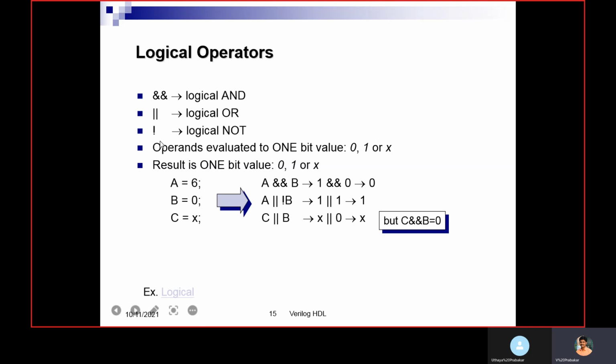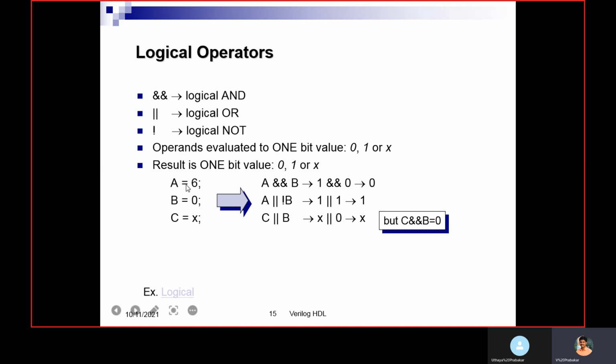So if you mention a multi-bit value, like 6, this will be considered as a single logic value. A nonzero value will be considered as logic 1. If it is a 0, that will be considered as logic 0. And it will give the result in 1 bit. Either it may be a 1, 0 or X.